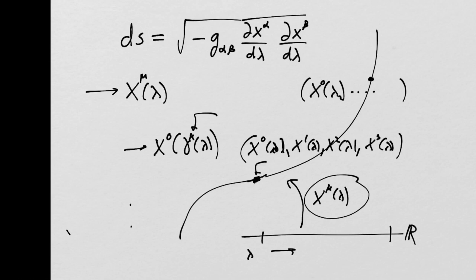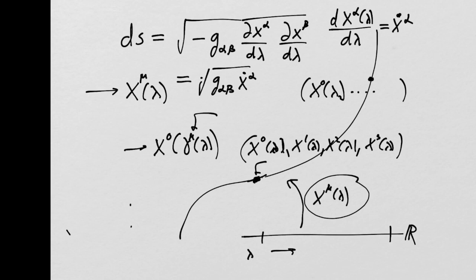We're really thinking, well, we've got x alpha, which is a function of lambda, and we have the derivative of that with respect to lambda, and we very frequently just write that as x dot alpha, where we understand that the dot here is simply an indication of this thing here. So in a lot of our work, we're going to write down the square root of g alpha beta x dot alpha x dot beta, because it's just a little bit cleaner, right?